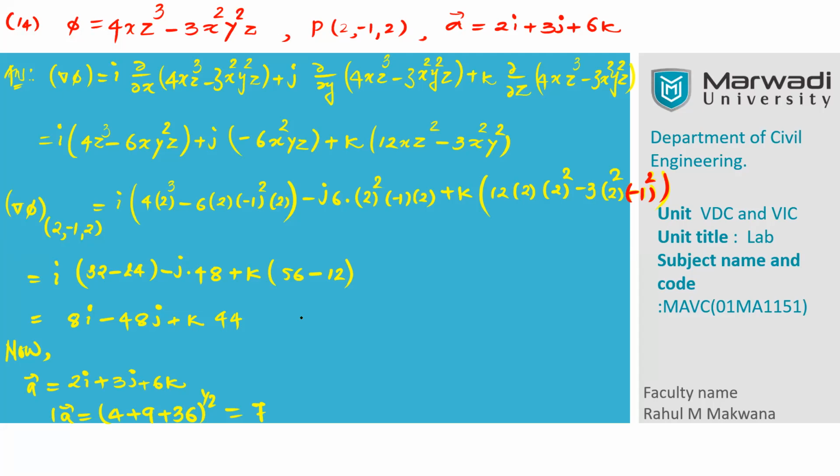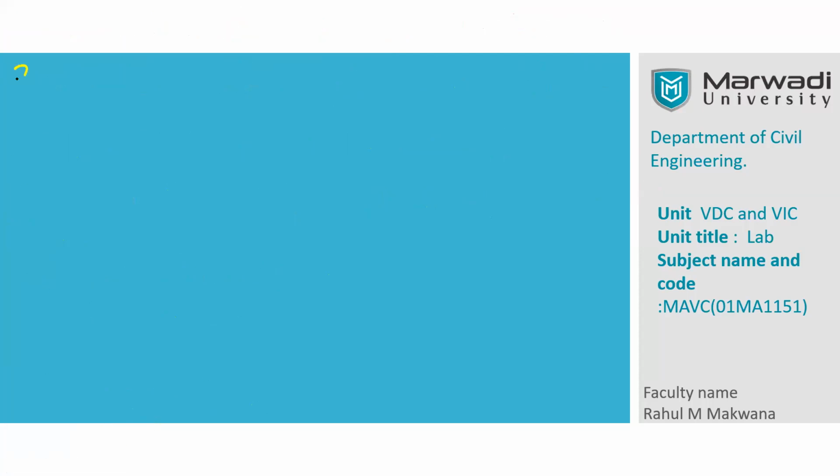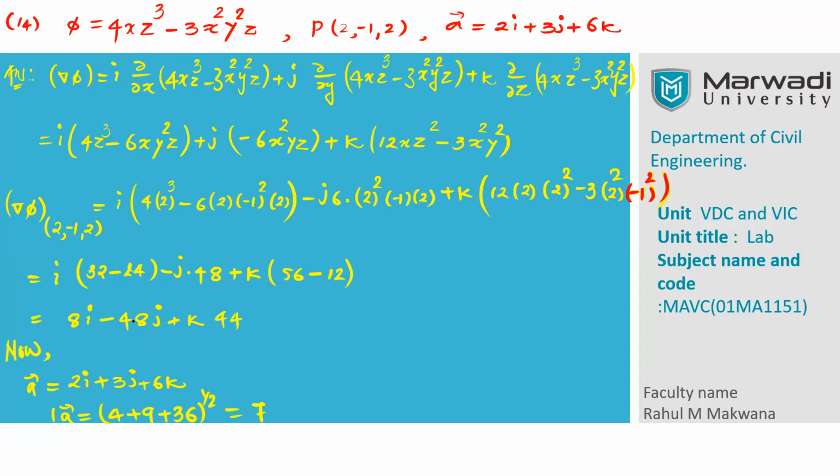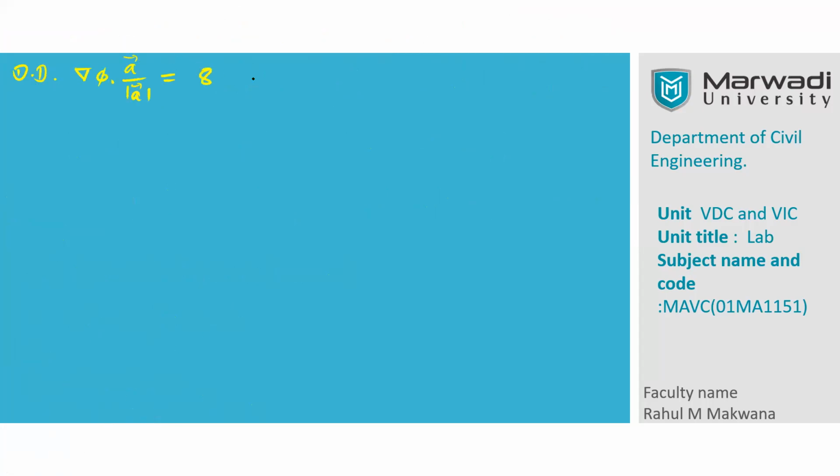Okay. So directional derivative is gradient phi dot vector over its magnitude. Our gradient phi is 8, minus 48 and 44. Coefficients are i, j, and k.